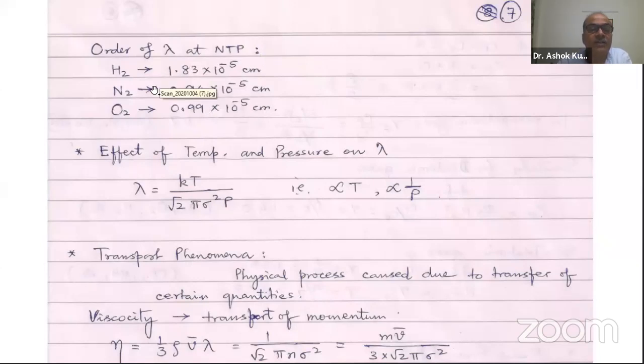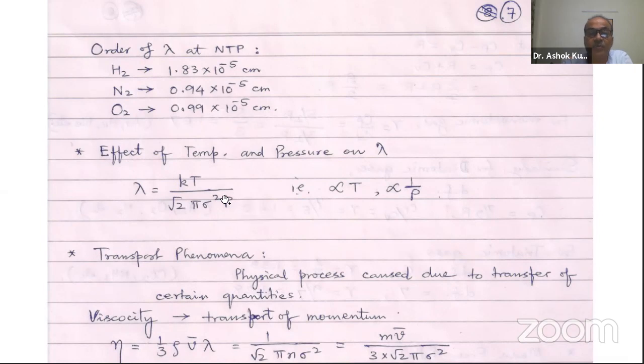For nitrogen, it is less, 0.94 into 10 to the power 5. For oxygen, it is 0.99. So we can say that with increase in molecular weight, because nitrogen is heavier in the sense, 17 is this, and it is 16 only. So therefore, we find that with greater the molecular weight, the mean free path decreases gradually.